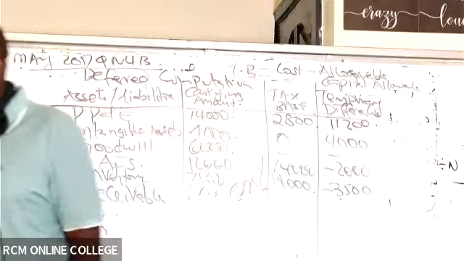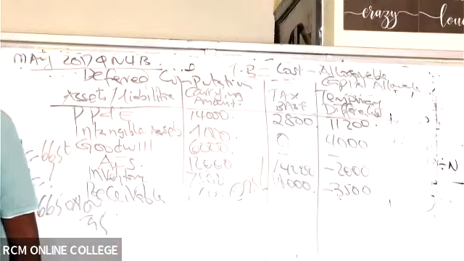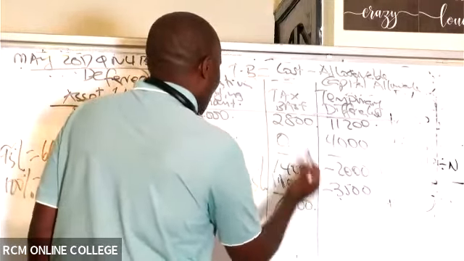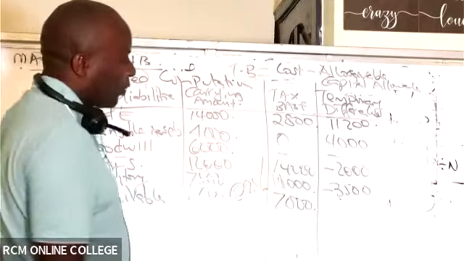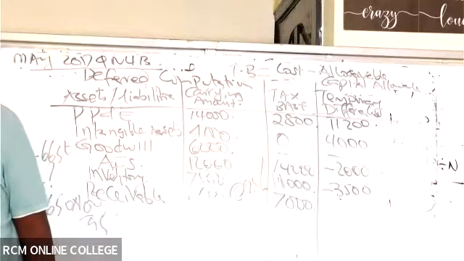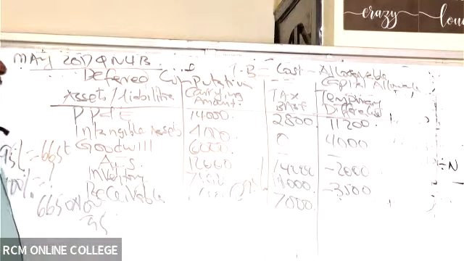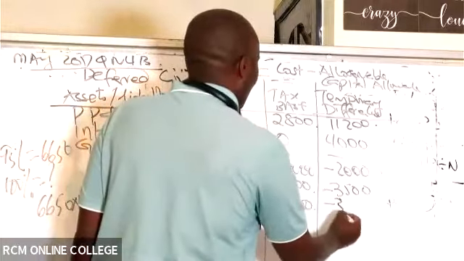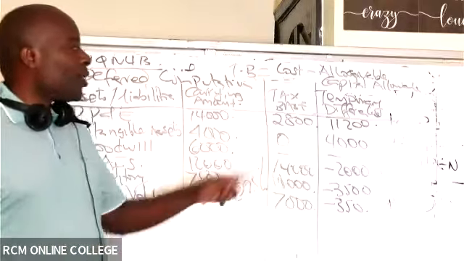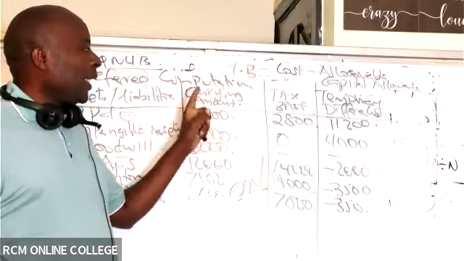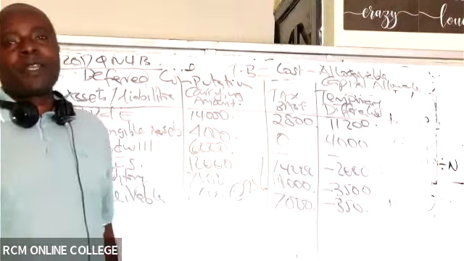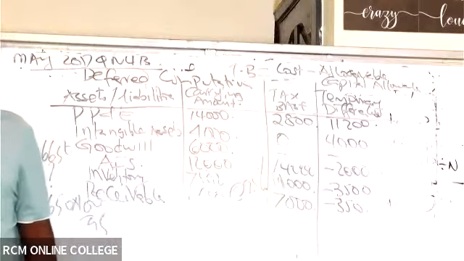Is there somebody who can give me this figure? 7,000. So then 6,650 minus 7,000 gives me what? Nancy is giving me 350, but negative, isn't it? Negative 350. Don't confuse. Because remember, to get temporary difference, we are taking carrying amount minus TB. Temporary difference is carrying amount minus TB.